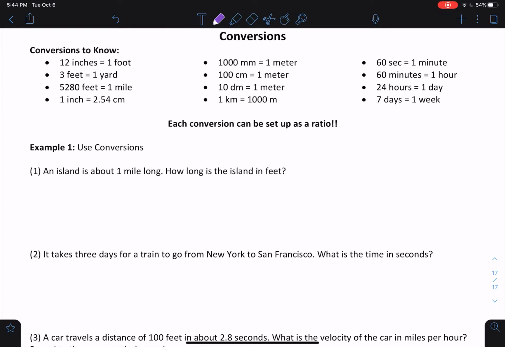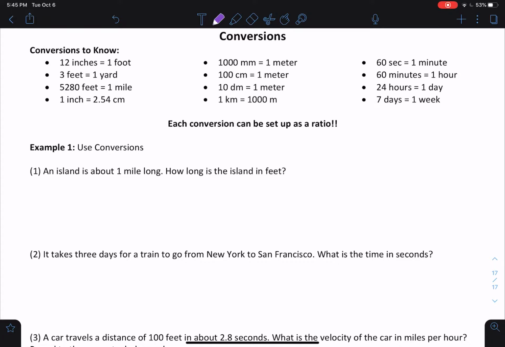Let's dive into some conversions. Okay, conversions are going to be important in order to change one unit into another. So like if you're trying to convert feet into miles or seconds into days, we can use these conversions in order to do that. All right, this first column of bullet points deals with our American system.